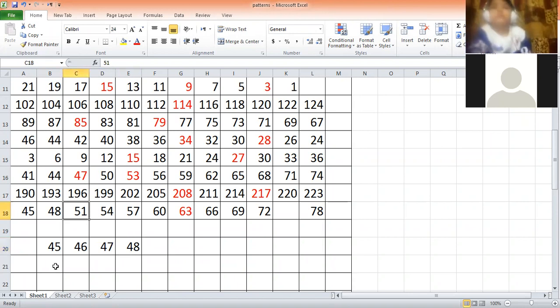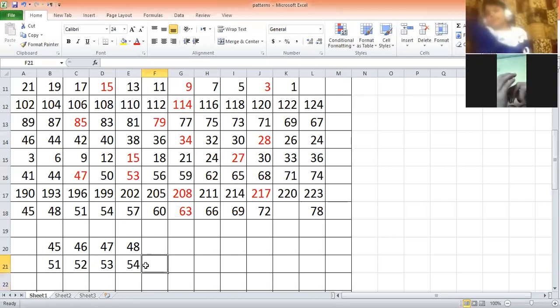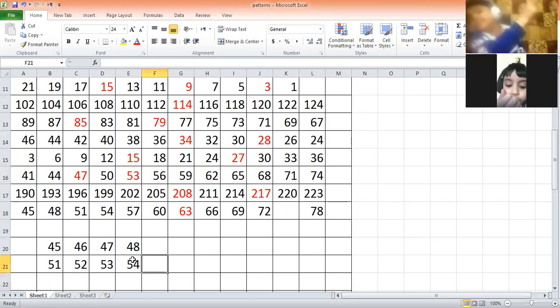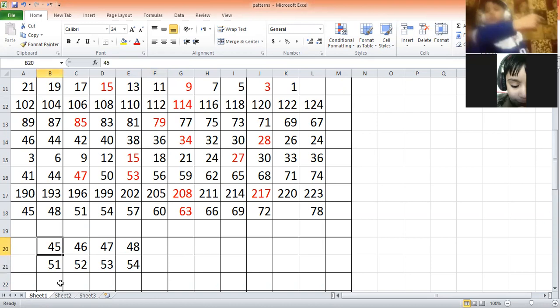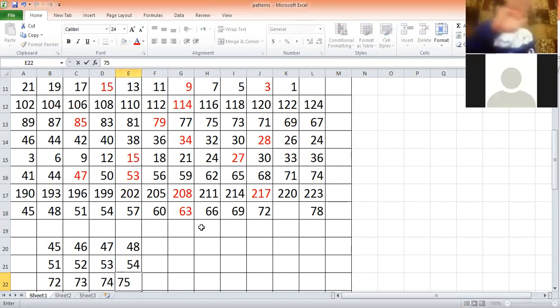Same here. If I write 51, after 51, 52 comes, 53 comes, and 54 comes. So one more, 52, two more, 53, and three more, 54. That means after every number, we have three more. We add three and we find out the next number. What is the number here? 72. So 72, one more is 73, two more is 74, and three more is 75. So this is the answer, 75.